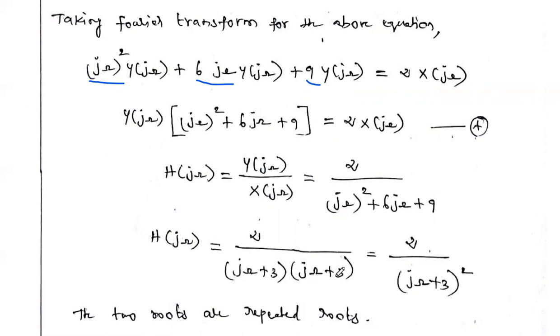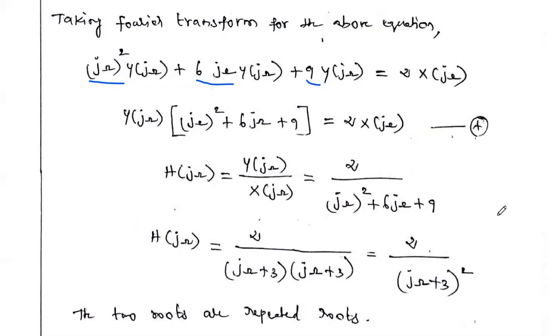So you see there are two roots, and the two roots are repeated roots. So this H of j omega can be written as 2 divided by j omega plus 3 to the whole squared. For this expression we have to take the inverse Fourier transform. So you remember, what are the standard Fourier transform pairs we studied?